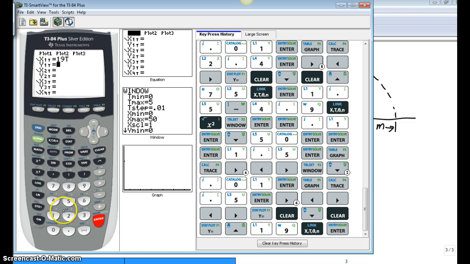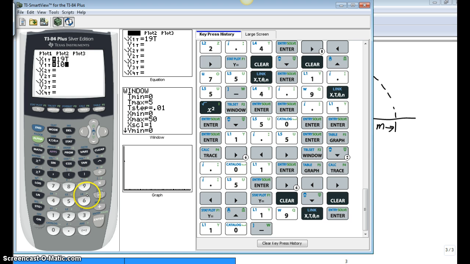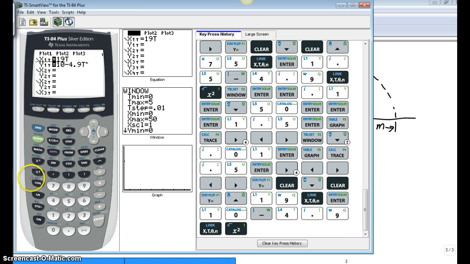19t. And okay, here's where the first thing we need to do is say we can't put another variable in there, and we can't call it t. So I'm going to start with, I'm just going to throw a number in there, 10, so that I can continue my equation, minus 4.9 t squared.